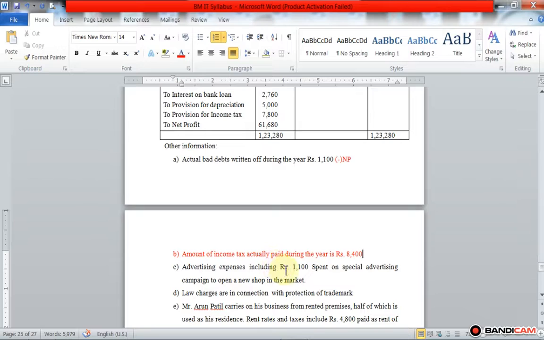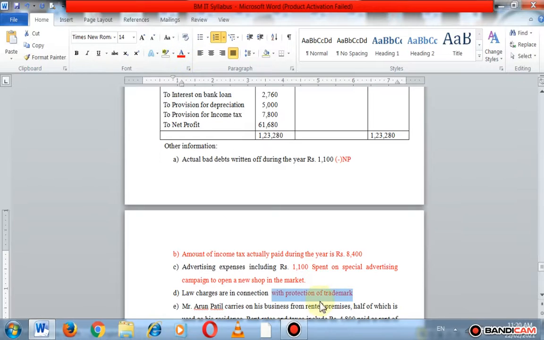Next, advertisement expenses include 1100 spent on a special advertising campaign to open a new shop in the market. It means 1100 was spent on special advertisement for opening a new shop. It is an expenditure incurred for establishment of the shop, so it is disallowed expenditure and is added to net profit. Then law charges in connection with protection of trademark are an allowable business expenditure.